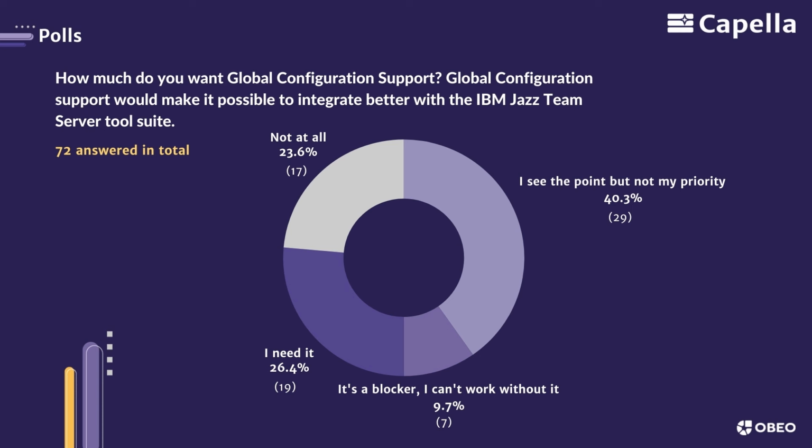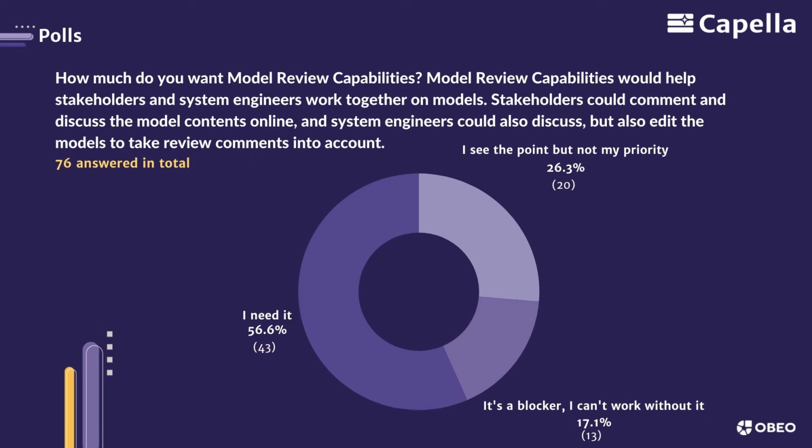Global configuration makes it possible to actually share configurations between several repositories and make sure the links you create between repositories are valid only for specific configurations. It's a very useful feature, also very complex. So this is for the second question. Then I will open the third question. How much do you want model review capabilities?